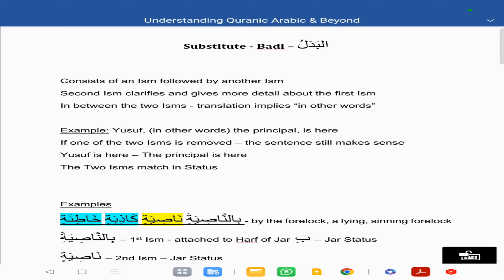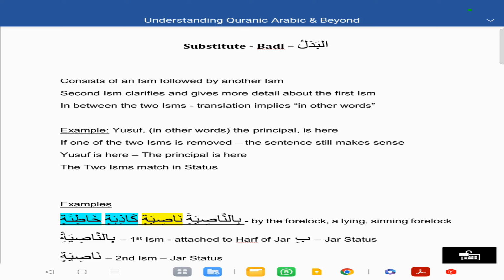So we move on to the next chapter of our curriculum. It's called substitute, also known as Badl. It consists of an ism followed by another ism. The second ism clarifies and gives more detail about the first ism. So in between the two isms, the translation implies "in other words."